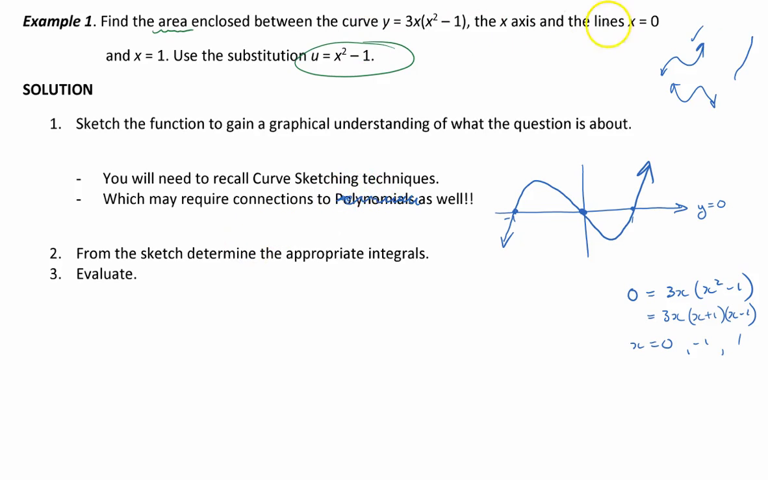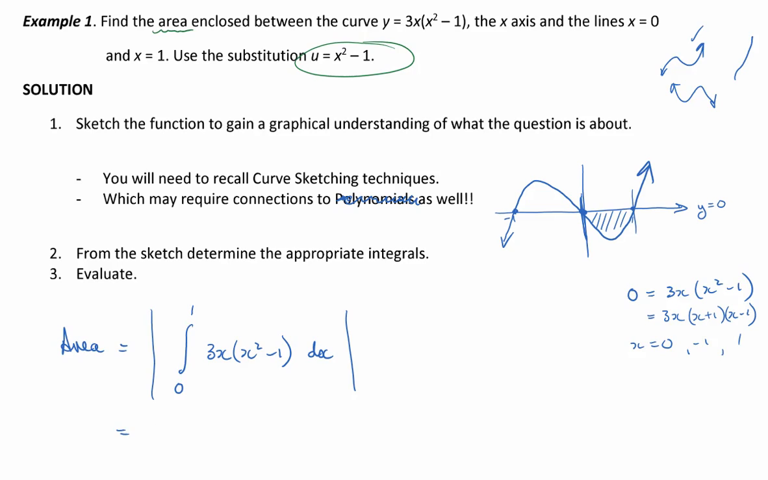What have we got to do? We've got to find the area between the x-axis, the line x equals 0, and x equals 1. So if we take the integral, which we will, the area would be the integral from 0 to 1, in terms of x values, of 3x times x squared minus 1 dx. We should get a negative number, so let's take the absolute value.